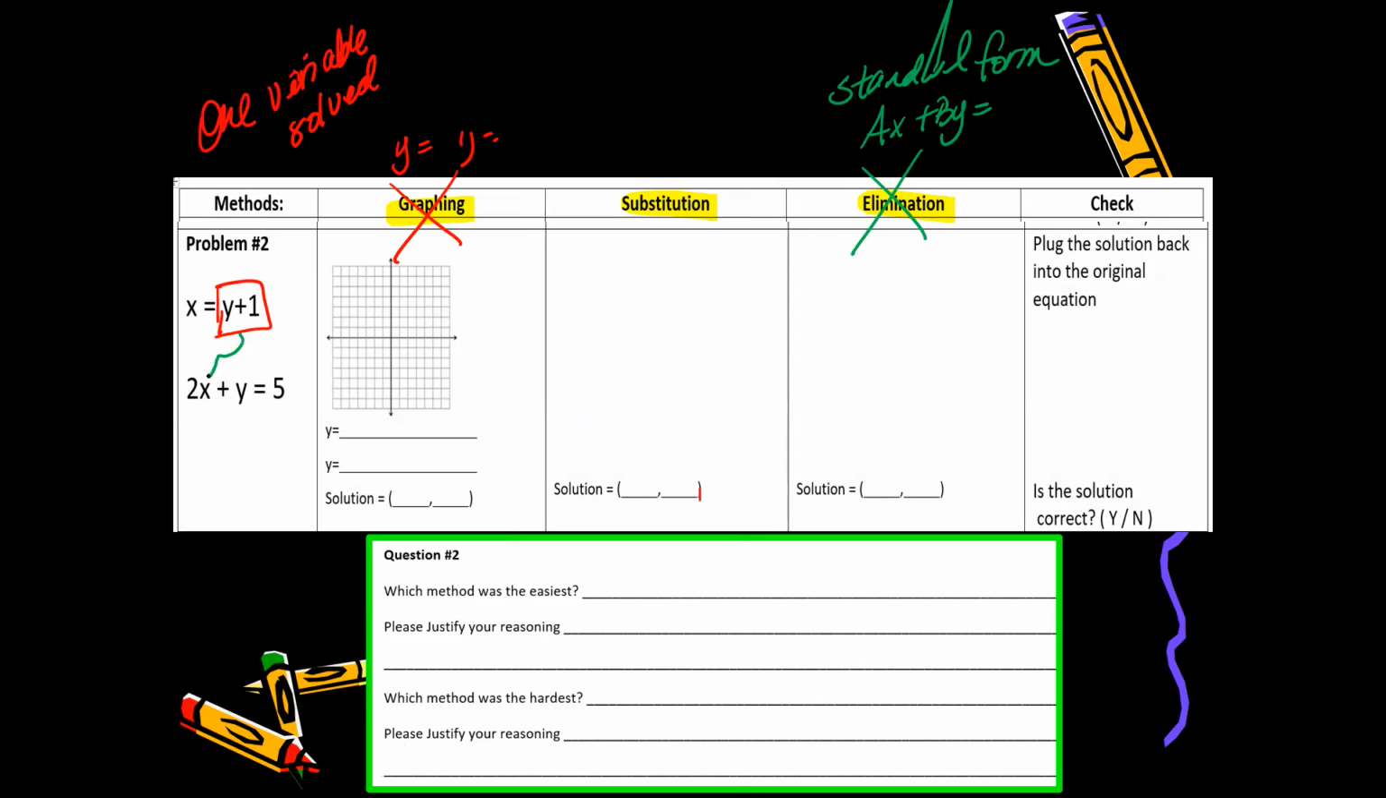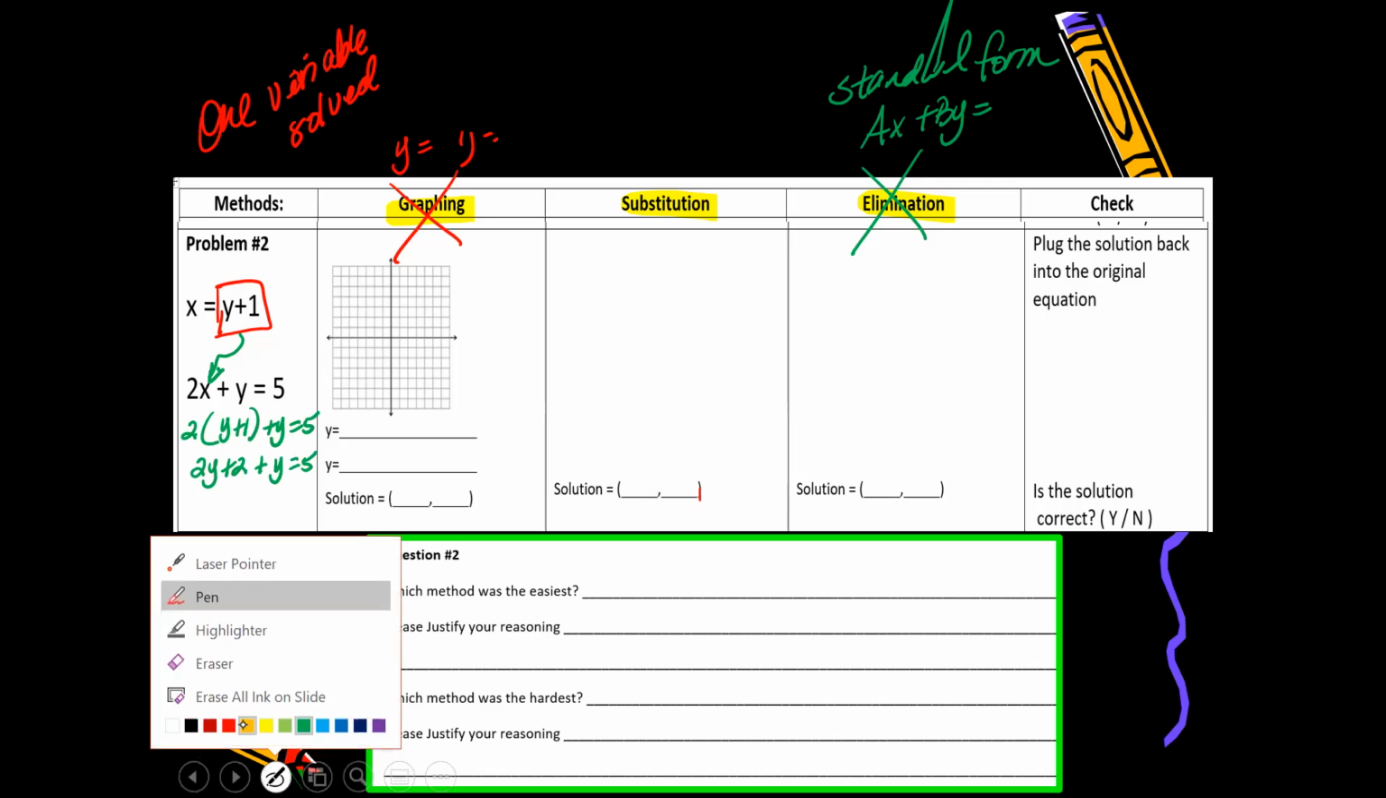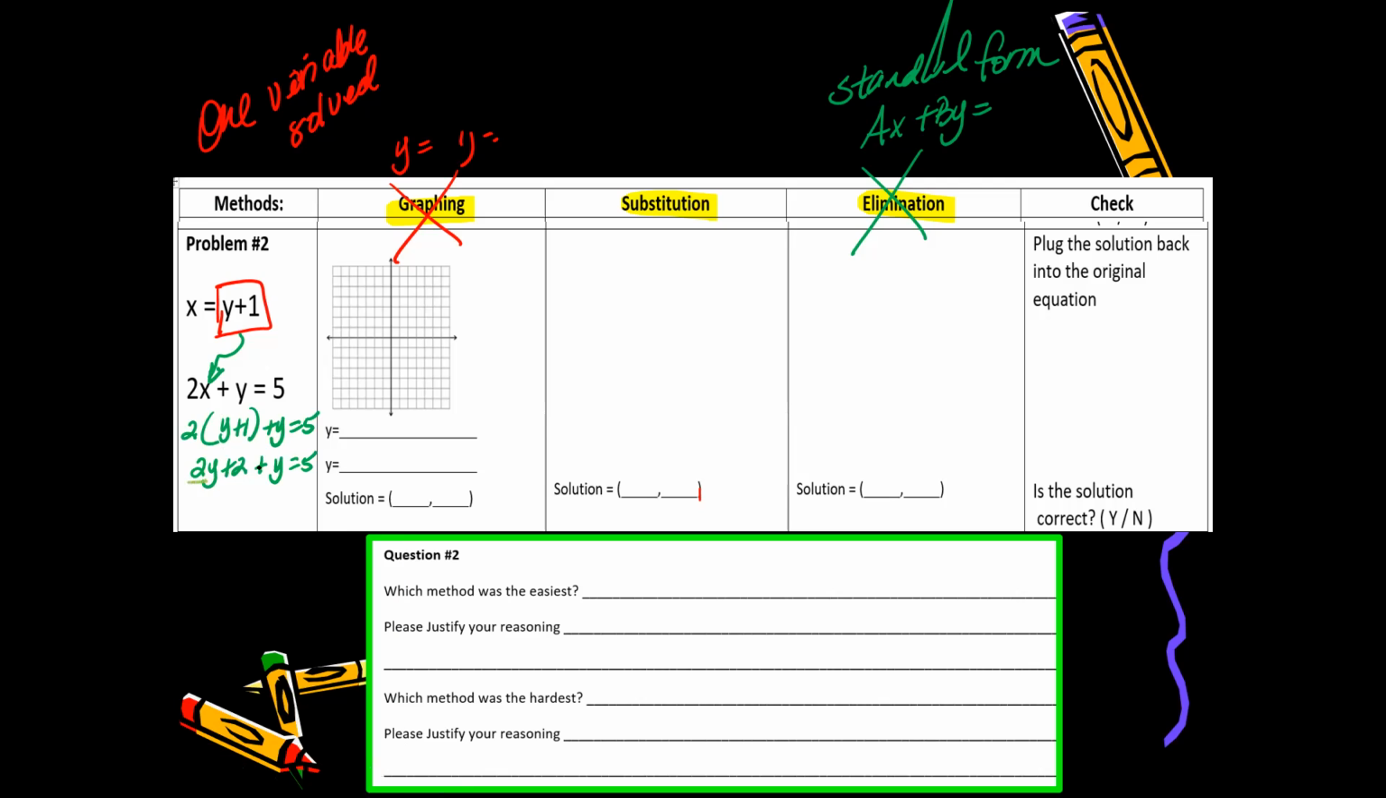I'm going to take the x, put it right here for the x right there. And then what's going to end up happening is I'm going to have 2 times y plus 1 plus y equals 5. Now distribute the 2. So you have 2y plus 2 plus y equals 5. Combine your like terms. You have a 2 and a 1, which is a 3y plus 2 equals 5. Go ahead and subtract the 2 on both sides. So 5 minus 2 is a 3. Divide by 3 on both sides, y equals 1.